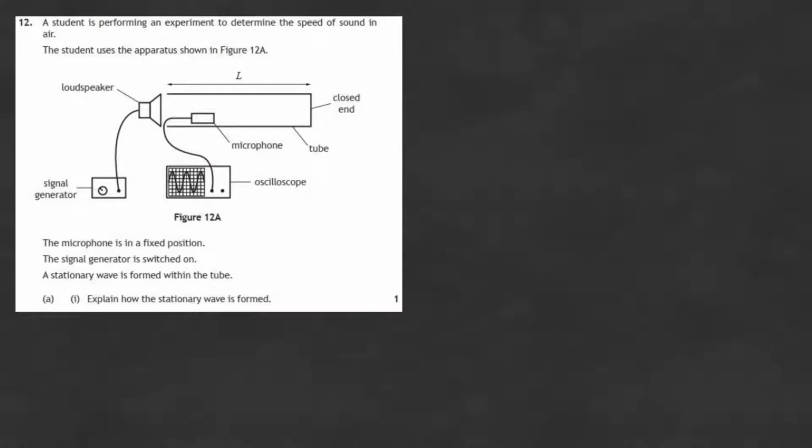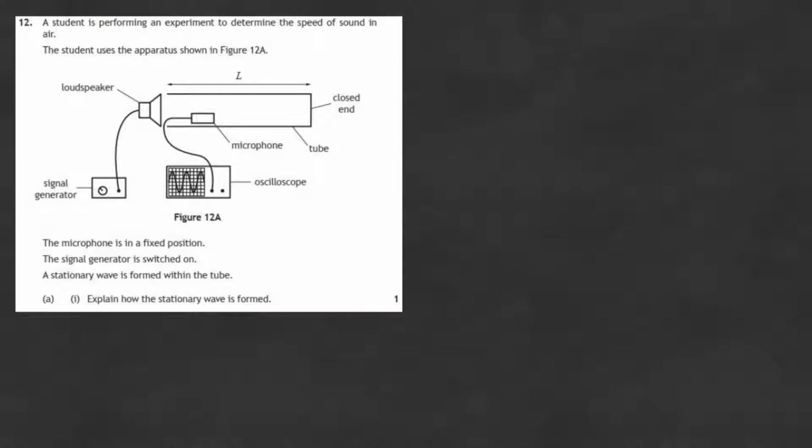Question 12 from the 2019 Advanced Higher Physics exam from the SQA. A student is performing an experiment to determine the speed of sound in air. The student uses the apparatus shown in figure 12a. The microphone is in a fixed position and the signal generator is switched on. A stationary wave is formed within the tube.